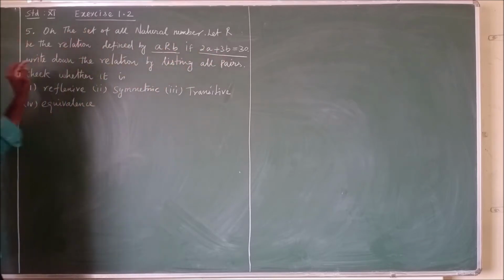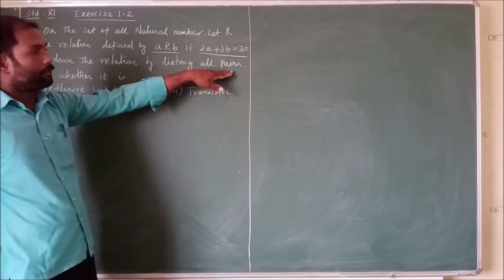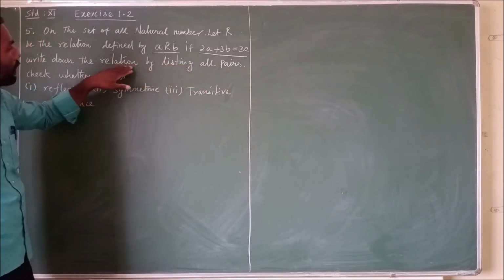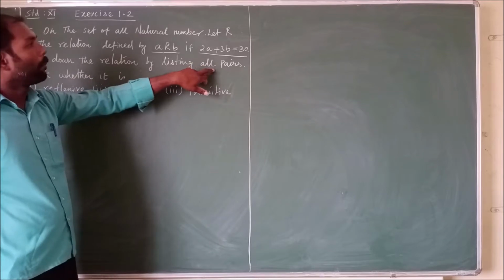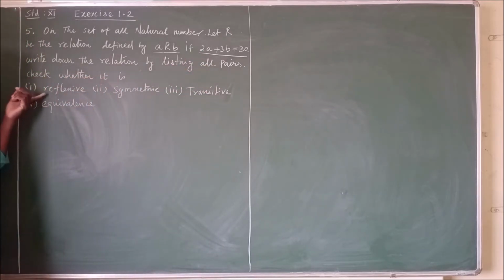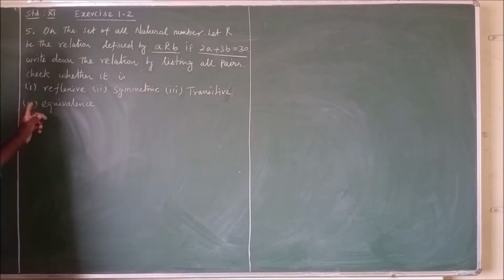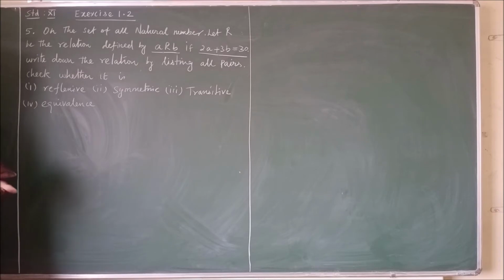This one is the relation. Write down the relation by listing all pairs. Check whether it is reflexive, symmetric, third one is transitive, fourth one is an equivalence relation.